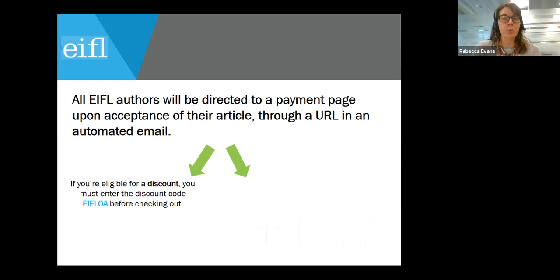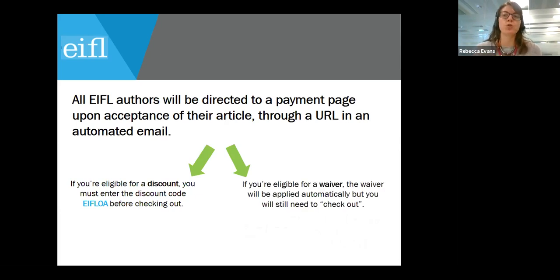Now, if you're eligible for a waiver, the waiver will be applied automatically. So when you reach the checkout page or the payment page, the price shown will be $0, but you still need to complete the checkout, just on a zero-sum page. It's because the act of completing the checkout is also where the author is accepting the journal terms and conditions. So they do need to complete that process even though there is no money to pay. So that's a very quick overview of the workflow. We're going to look at each of these pathways individually now.